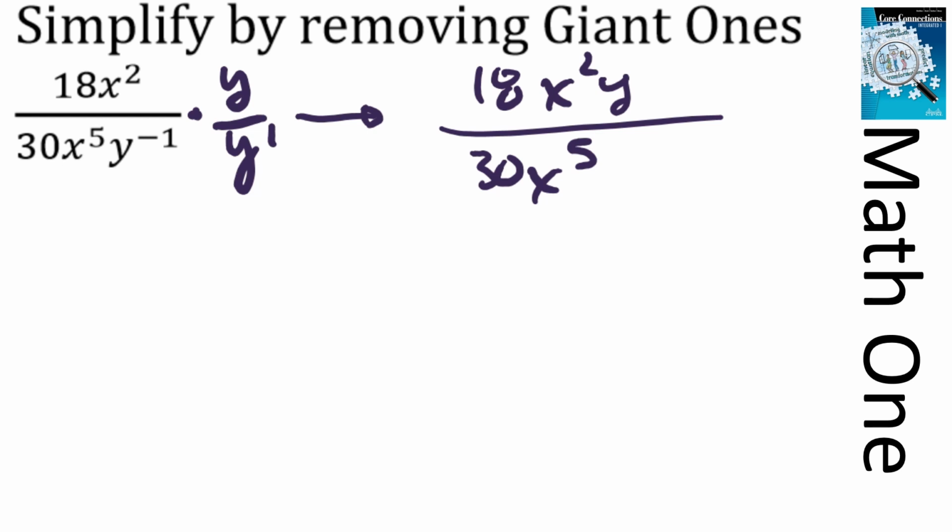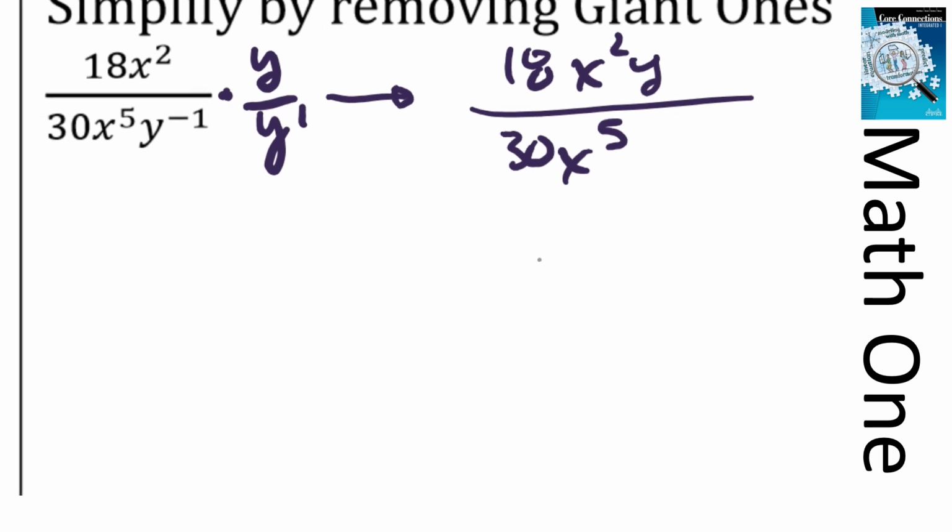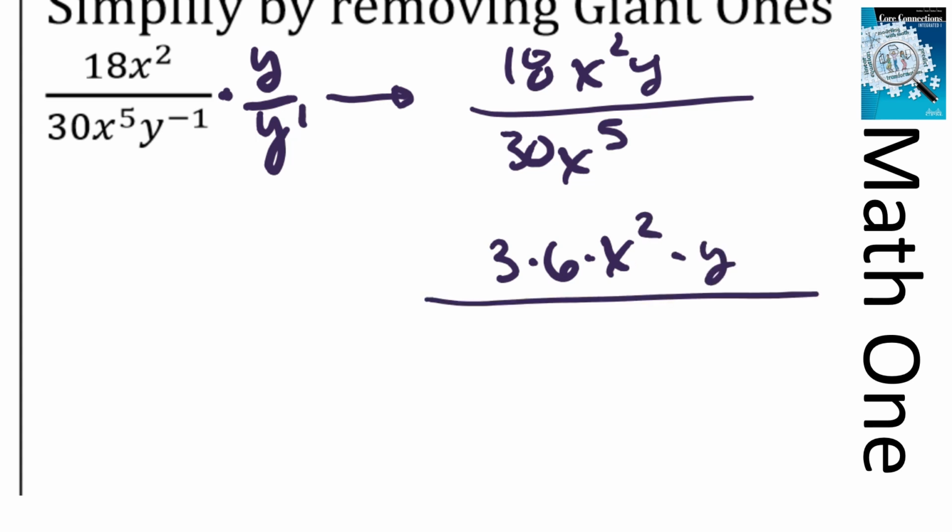The other thing that I have here is clearly there's two factors of x in my numerator and denominator, and 18 and 30 both have common factors. 18 is 3 times 6, and 30 is 5 times 6. So I could rewrite this as 3 times 6 times x squared times y in the numerator. And then in my denominator, I could write 5 times 6 times x squared times x to the third. So you'll notice what I've done is I've broken up the 5 factors of x I had into two groups, x squared times x to the third.